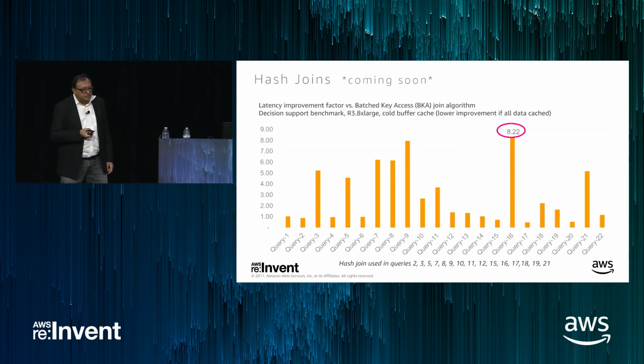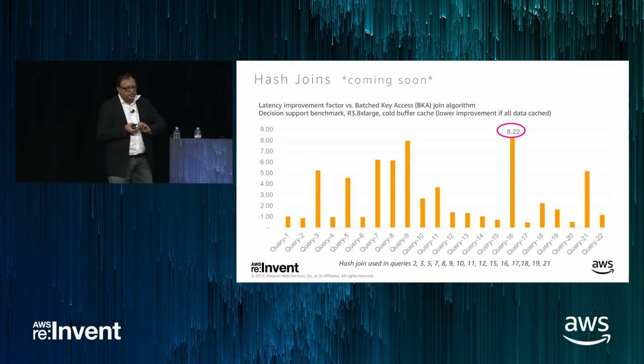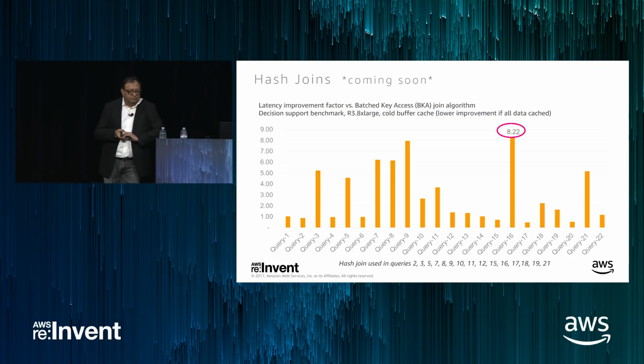Hash joins. Any reasonable database should have hash joins, so we've added those, or they're coming soon. Again, on TPCH, you're seeing pretty significant improvements on the subset of queries where it makes sense to use that, relative to batched key access.